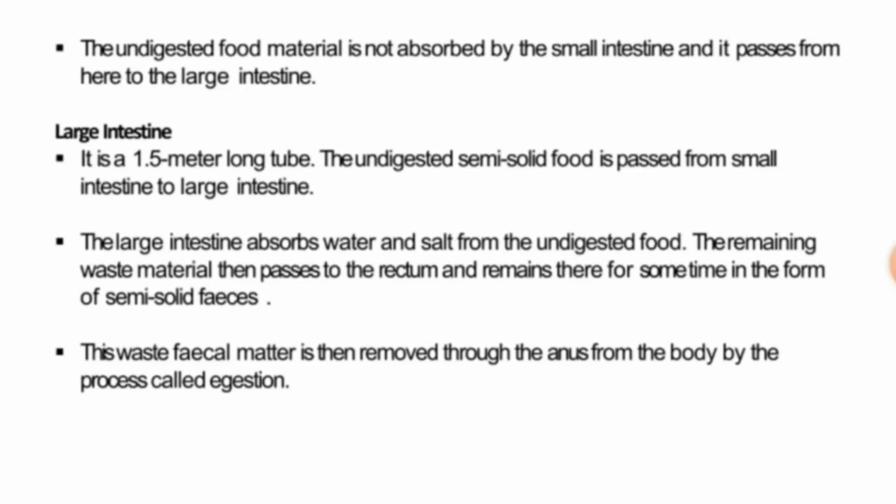The undigested food material is not absorbed by the small intestine and it passes from here to the large intestine. It is a 1.5 meter long tube. The undigested semi-solid food is passed from the small intestine to the large intestine. The large intestine absorbs water and salt from the undigested food. The remaining waste material then passes to the rectum and remains there for some time in the form of semi-solid phases.